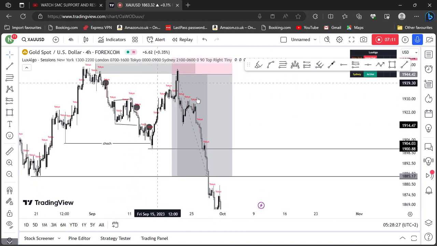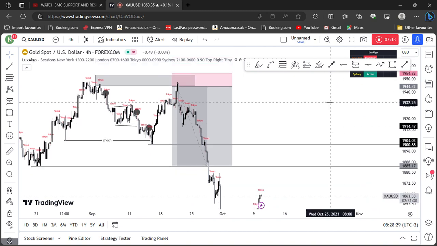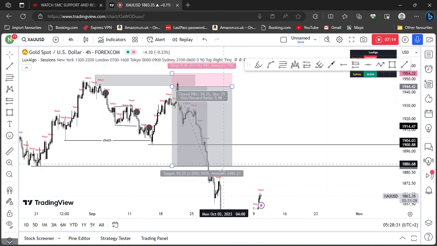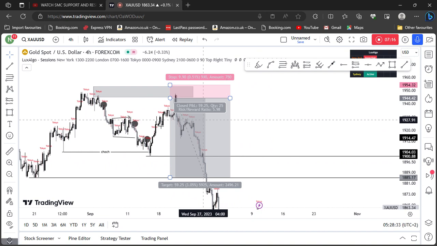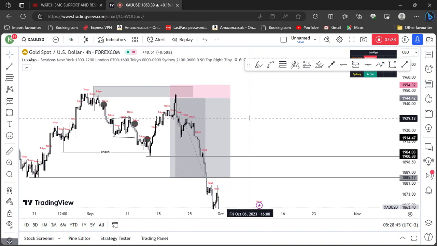Then I'll take my sells there, and that's what I did, and that's how the price gave me this nice selling, actually a six to one risk-to-reward ratio, right? So that's what I did, guys. That's how I managed to catch most of my trades. That's how I managed to catch most of my sniper entries.